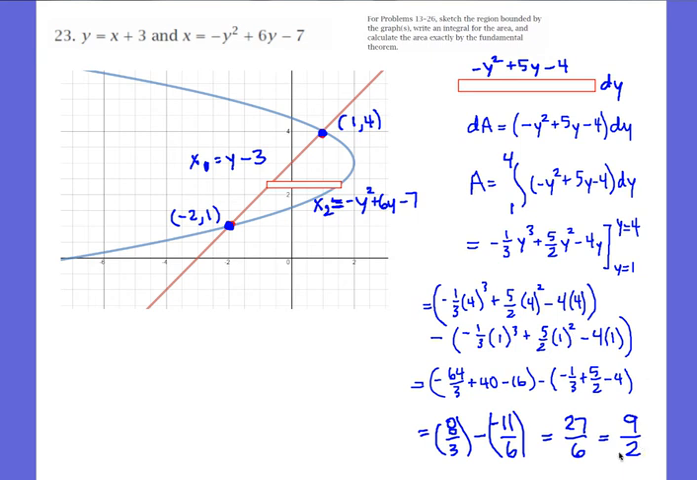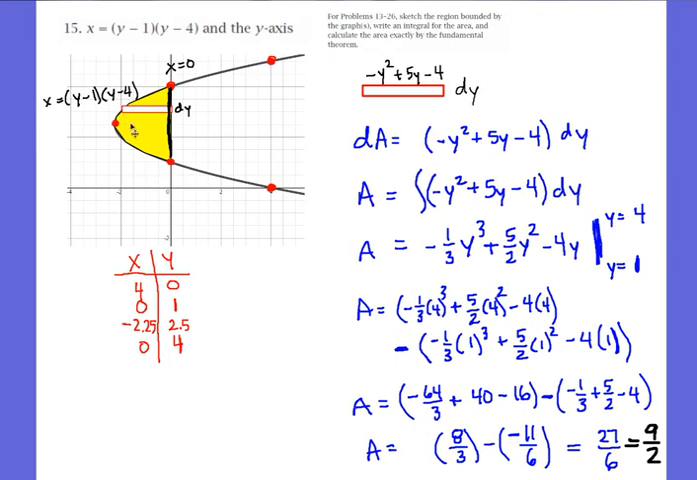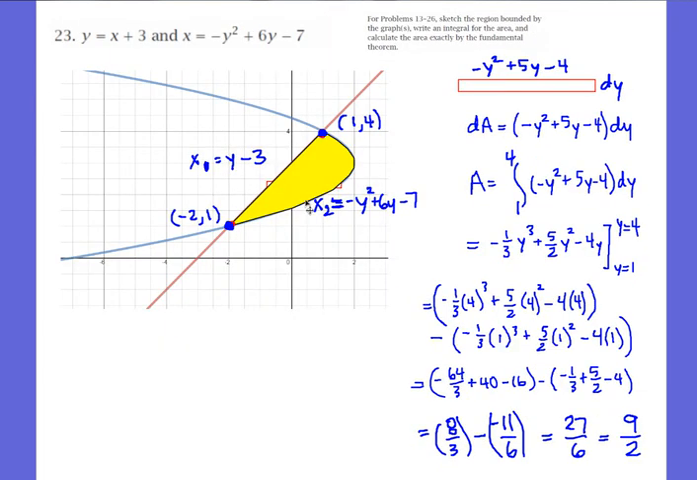But I note that 9/2 sounds familiar. So this shaded area is numerically equivalent to the shaded area from number 15. So it's kind of strange that these two areas that don't appear to be related actually wind up having the same numerical value. So it's kind of cool.